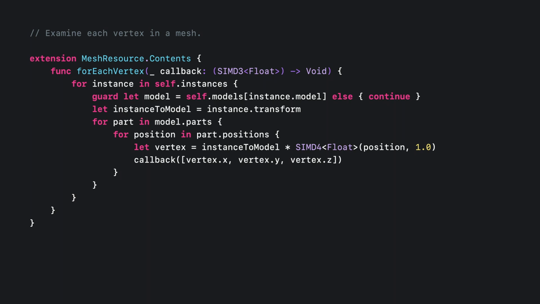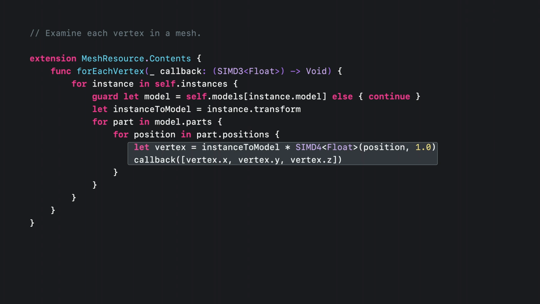We'll make an extension on mesh resource contents, which calls a closure with the position of each vertex. We start by going through all of the instances. Each of these instances map to a model. For each instance, we find its transform relative to the entity. We can then go into each of the model's parts and access the part's attributes. For this function, we're only interested in position. We can then transform the vertex to the entity space position and call our callback.